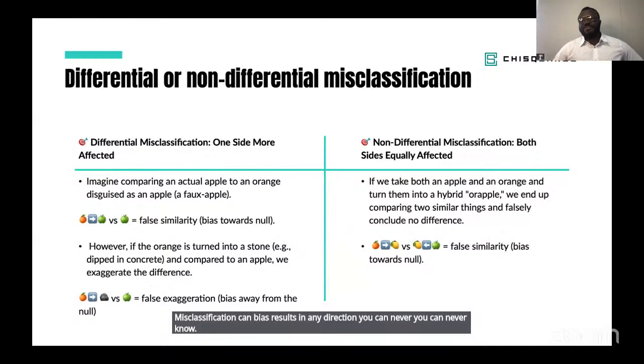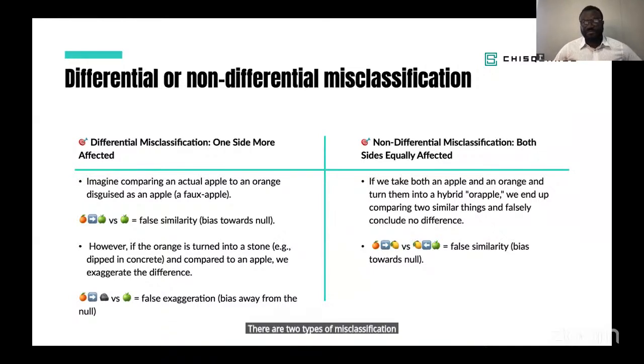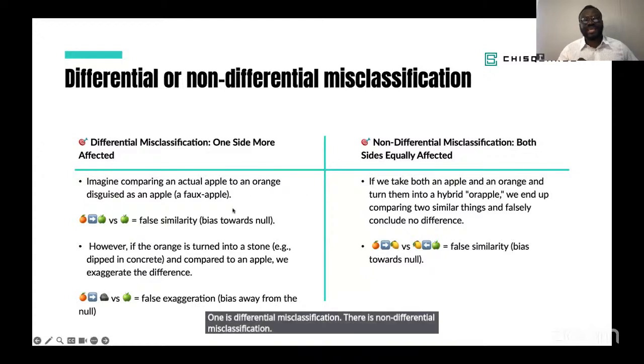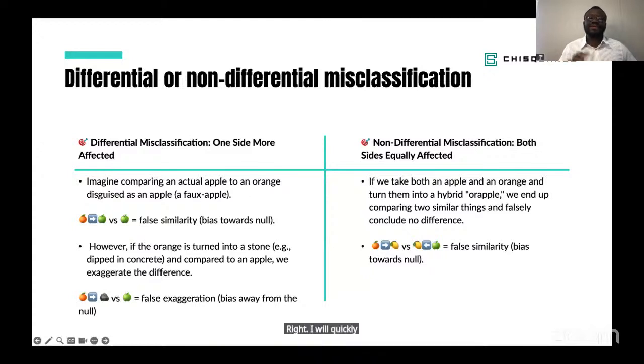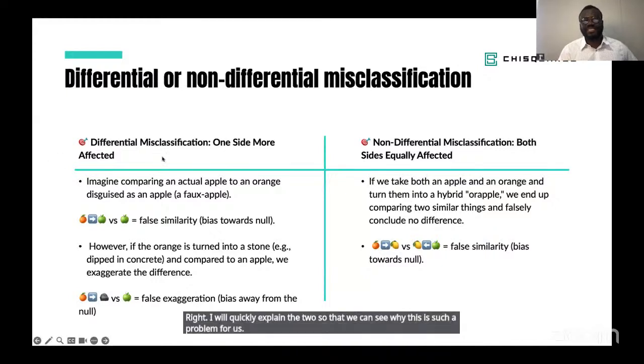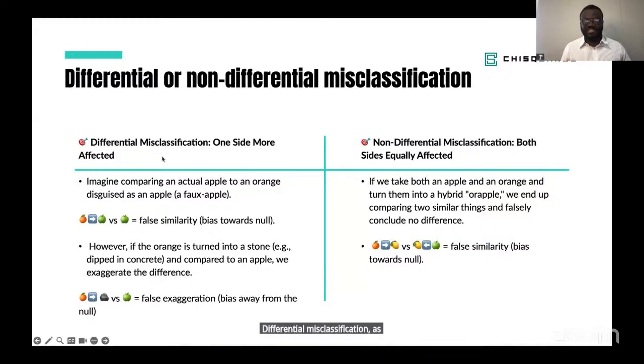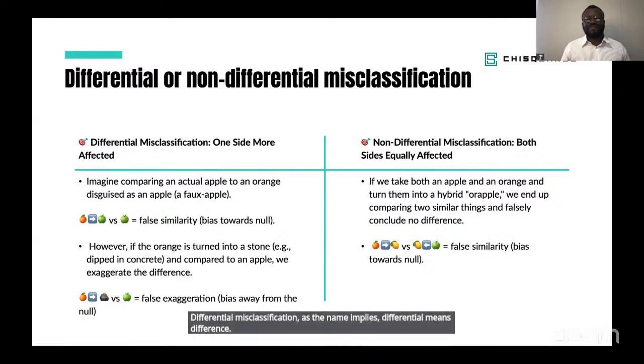There are two types of misclassification we have to worry about. One is differential misclassification. The other is non-differential misclassification, right? I will quickly explain the two so that we can see why this is such a problem for us. Differential misclassification, as the name implies, differential means different. So you have two sides. It means that the misclassification is different in one side versus the other side.